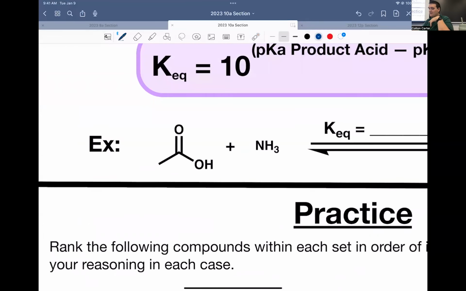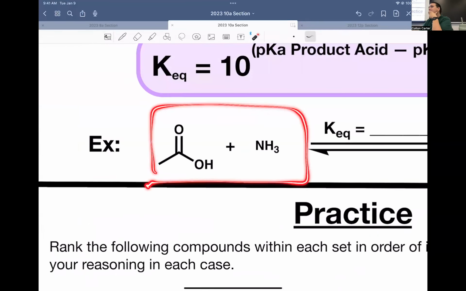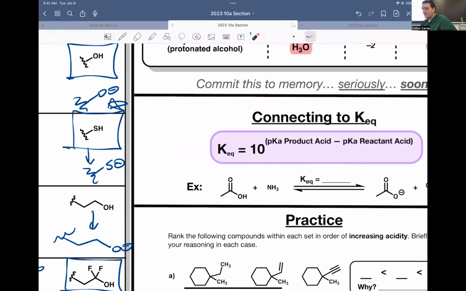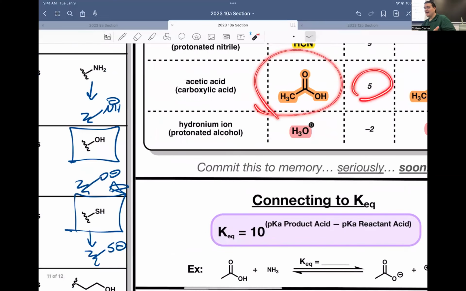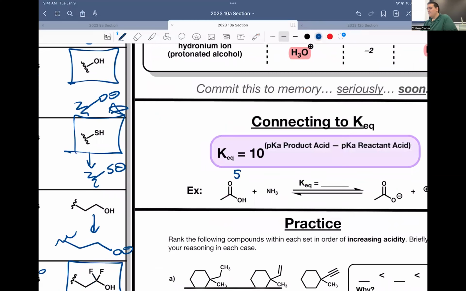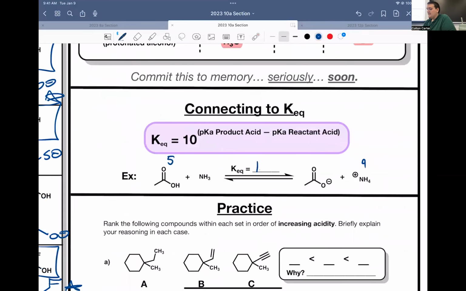Then on the reactants, which one of these is an acid? As a hint, what is the name of this functional group? So if we look up at the chart that we don't have memorized yet because you saw it yesterday, we know that the pKa of this is 5. So we know the KEQ of this is 10 to the power of the product pKa, 9, minus the reactant pKa, 5. So this is 10 to the 4th, or 1,000, right?